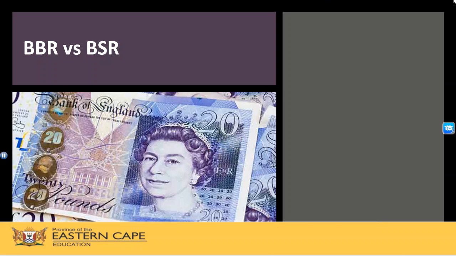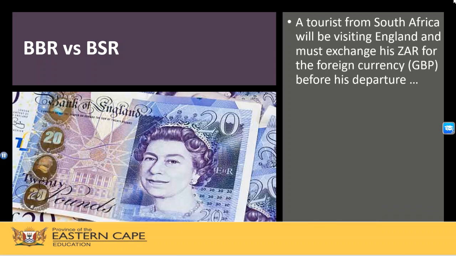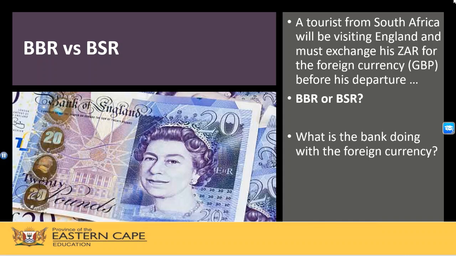Now we're going to have a few examples here, and I want to see if you can answer these questions. We have a tourist from South Africa who is visiting England. He or she must exchange his South African rand for the foreign currency, which in this case is the Great British Pound, before his departure. The question is, what rate does the bank use? Is it going to be the bank buying rate, or is it going to be the bank selling rate? Remember what our question was? What is the bank doing with the foreign currency?